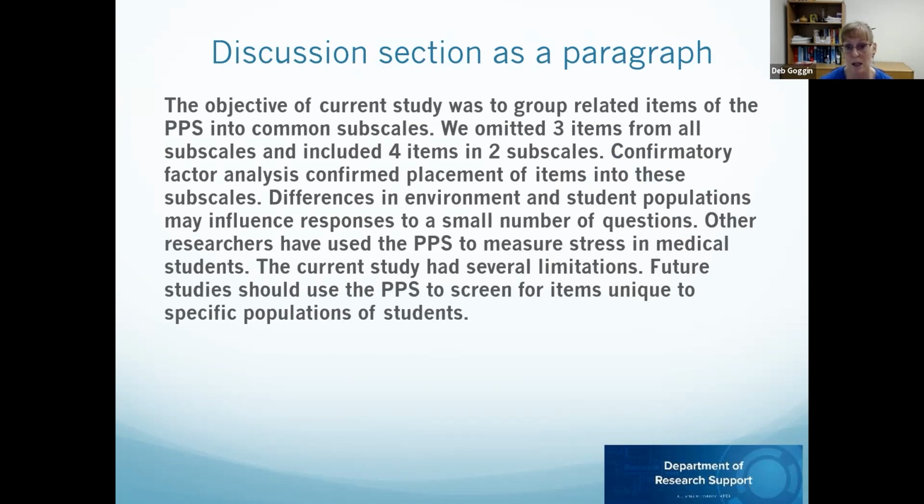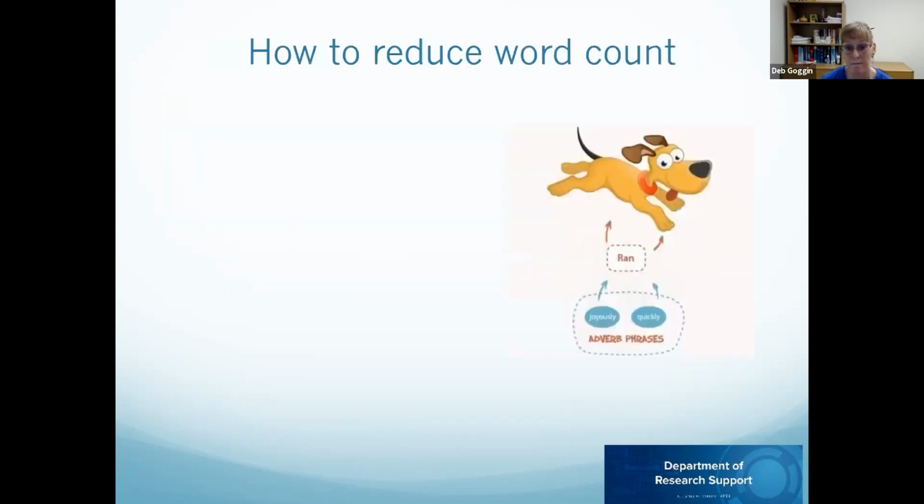So the objective of the current study was to group related items of the PPS into common subscales. We omitted 3 items from all subscales, included 4 items in 2 subscales. Confirmatory factor analysis confirmed placement of items into these subscales. Differences in environment and student populations may influence responses to a small number of questions. Other researchers have used the PPS to measure stress in medical students. The current study had several limitations. Future studies should use the PPS to screen for items unique to specific populations of students. So this is a good example. I mean, it's pretty cohesive. So you can tell what is exactly going to be discussed in that kind of paragraph.